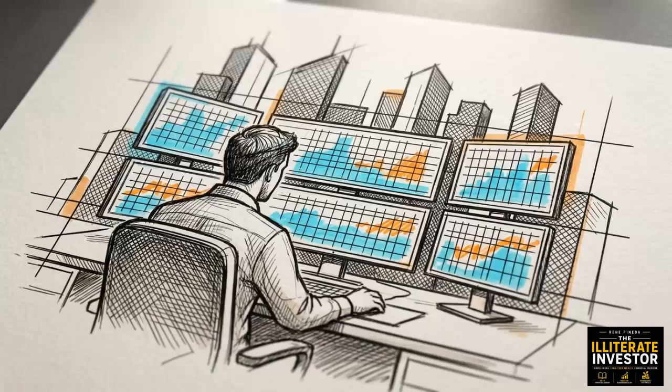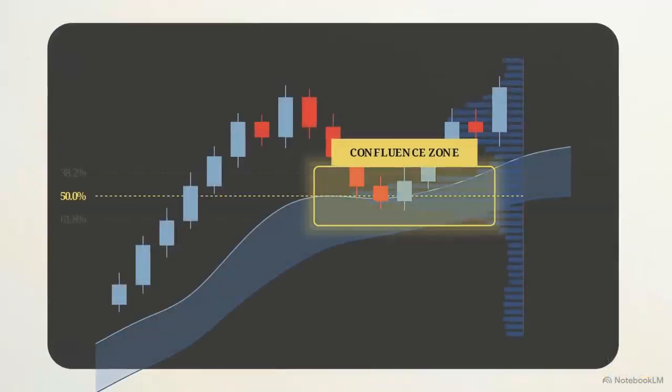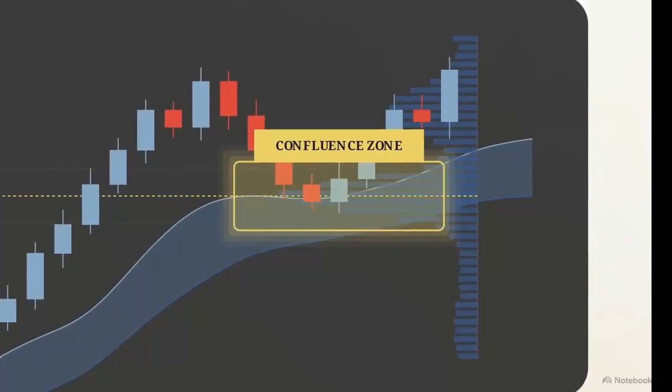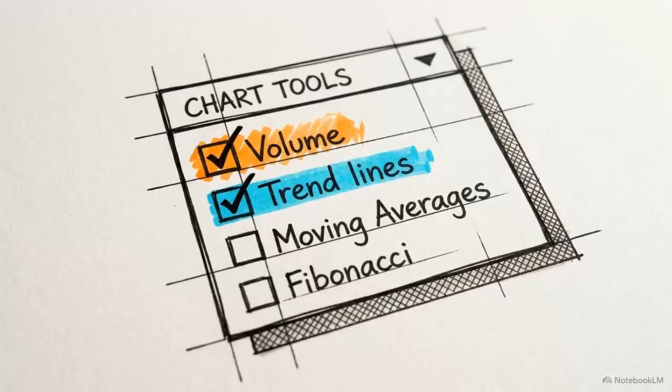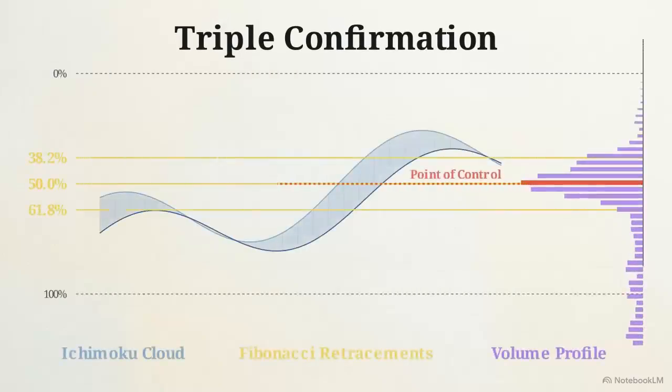They look for specific price zones where multiple independent analytical tools point to the exact same outcome. We are going to build a specific framework that stacks the odds in your favor using 3 distinct tools: the Ichimoku Cloud, Fibonacci Retracements, and Volume Profile.